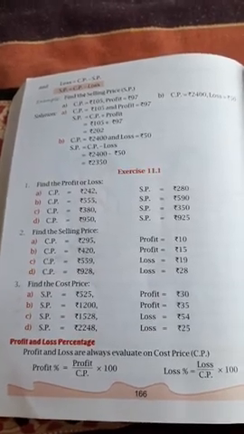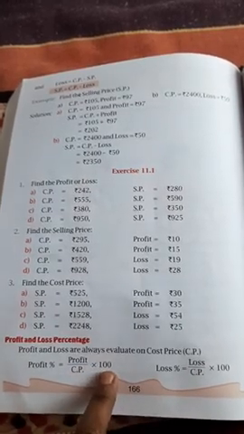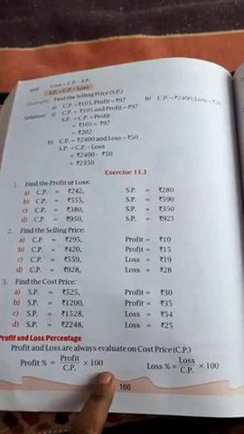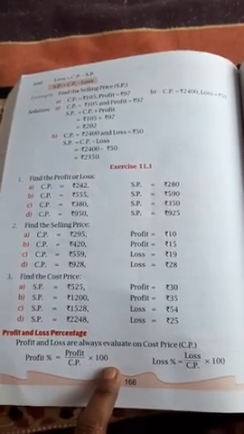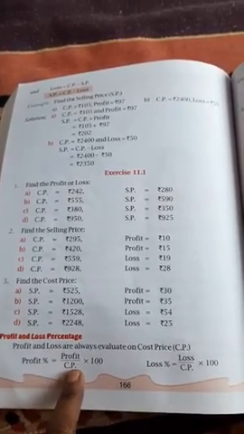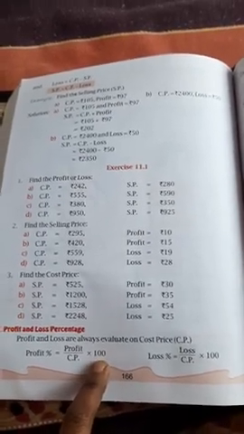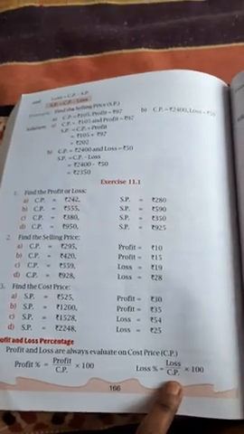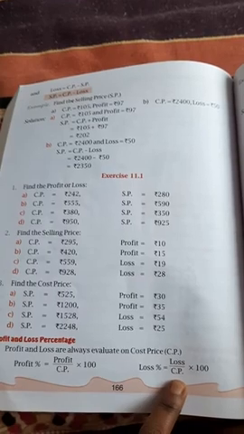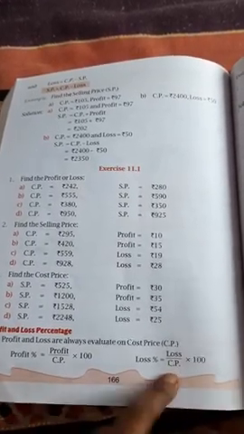That is, profit percentage is equal to profit divided by cost price multiplied by 100. Profit and loss are always evaluated on cost price, that is CP. Profit percentage is equal to profit upon cost price multiplied with 100. And loss percentage is equal to loss upon cost price multiplied with 100.